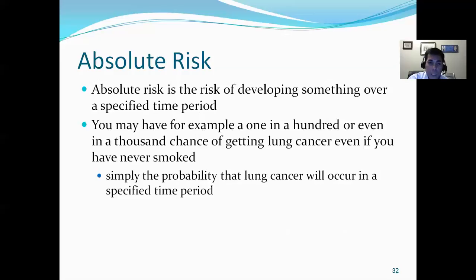Last na nga concept kani, absolute risk. Absolute risk is the risk of developing something over a specified time period. Sometimes it's your lifetime. Just like, what is the absolute risk of someone to develop lung cancer if they have never ever smoked in their lifetime? So it's basically a probability that lung cancer will occur in a specified time period.